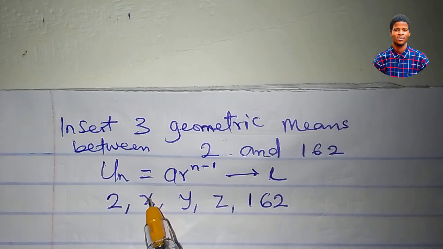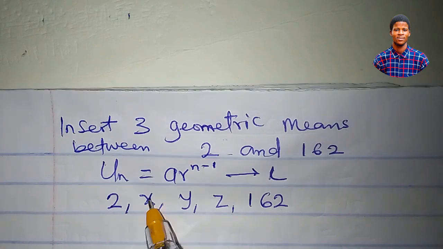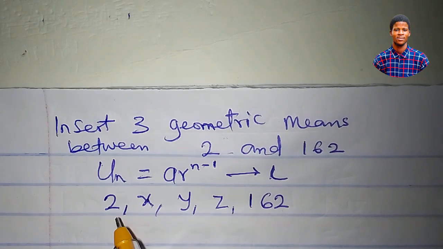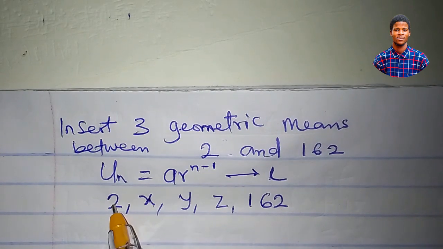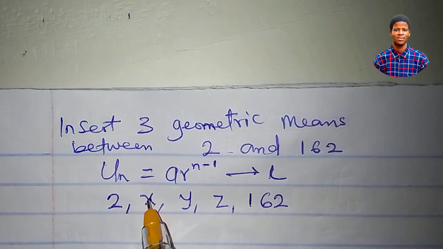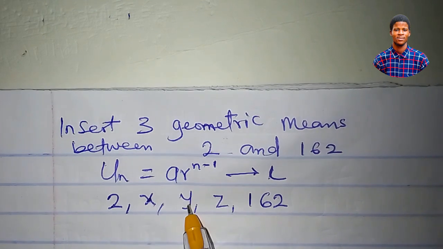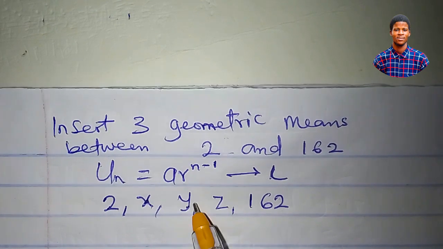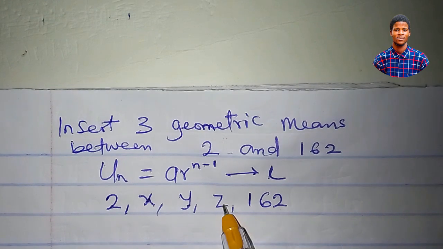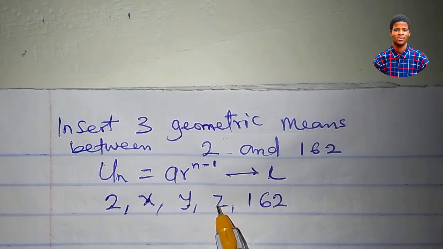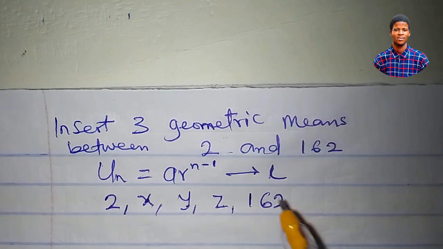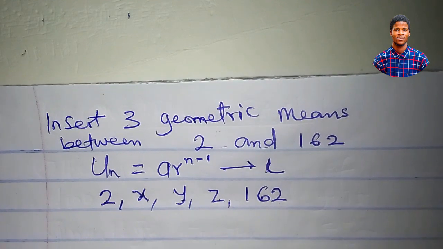Remember that for a GP that has a common ratio, to get successive terms is to multiply the previous term by the common ratio. To get x here, I need to multiply 2 by the common ratio of this GP. I need to multiply the common ratio by x to get y. And I need to multiply the common ratio by y to get z. Of course, multiply z by the common ratio to get 162. The problem is, what is the common ratio now?